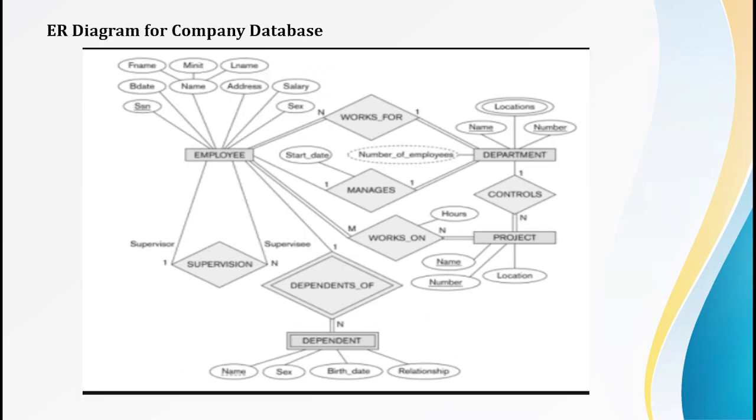Now, let us see a small example related to a company database. A company will have n number of employees and n number of departments. Employees work for a department and a few of the employees manage the department. Each and every department controls some projects. Among these employees, one employee will act as a supervisor for 20 employees. So we will have a self loop here, supervisor supervising, and we are supposed to maintain the details of the employees' dependents. So we have a dependent relation. It is a weak entity set because you don't have a primary key here.